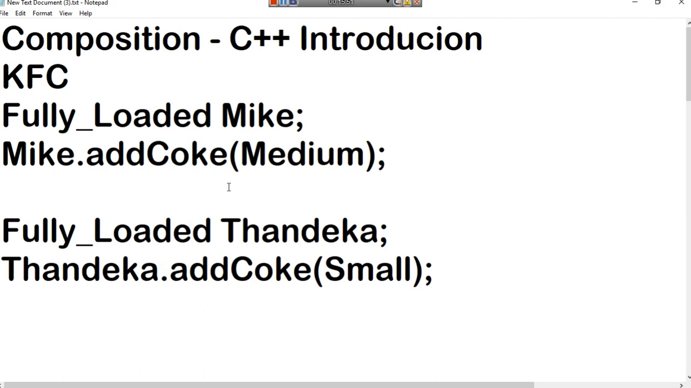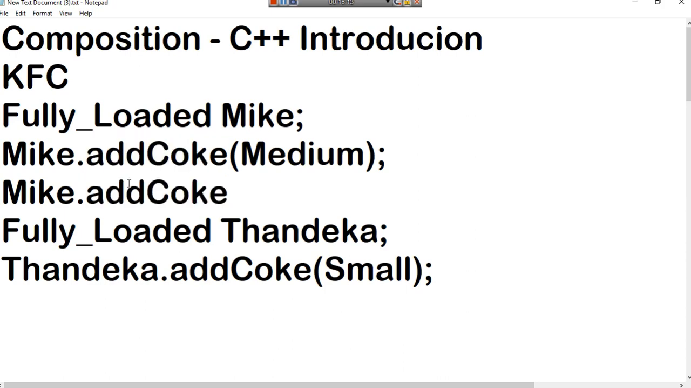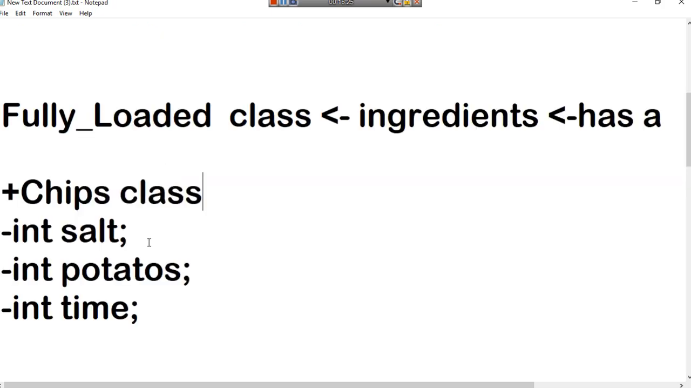Then they can ask, Mike, do you want your fully loaded with medium chips or large chips? Every time they ask you individually, the computer in the background calls the mutator for changing, and calls the accessor for accessing the method. So here we want to add chips, add chips, you can say small. Then Mike has bought small chips.